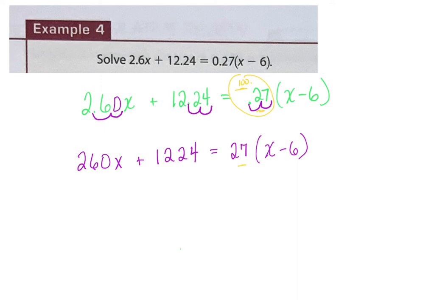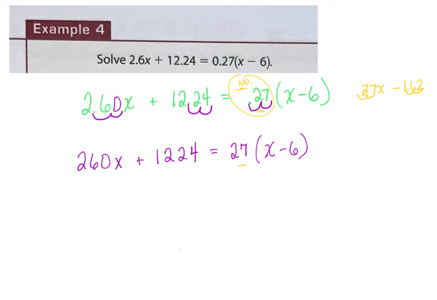Now, while these are big numbers, you're not dealing with decimals or fractions, and so we're going to handle this just like we would. If we had distributed first, we would have had 0.27 times x minus 0.27 times 6, which is 1.62. Then when I moved everything over, I would get 27 and 162. That's exactly what I'm getting down here when I distribute. So it's easier to do it first than to distribute with your decimal.